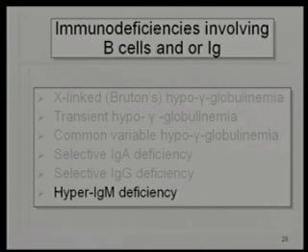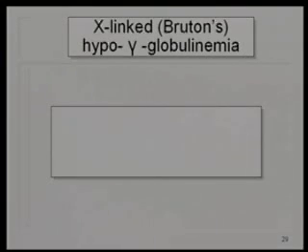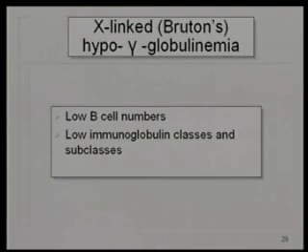In case I do not get to talk about all of them, what you have got to pay attention to in your handout is what the genetic defect is and how it translates into the immunological defect. And that has all been covered in the general immunology lectures. X-linked is characterized by low B cell numbers, and low immunoglobulin classes and subclasses of all immunoglobulins.